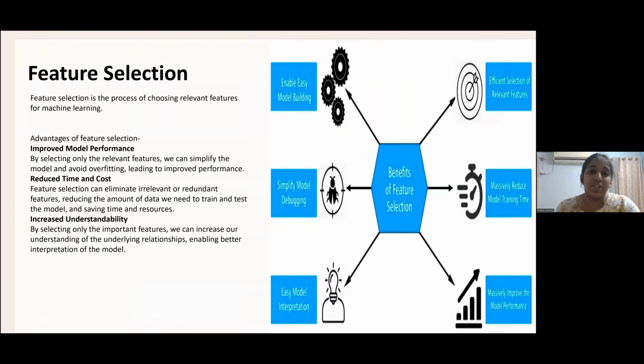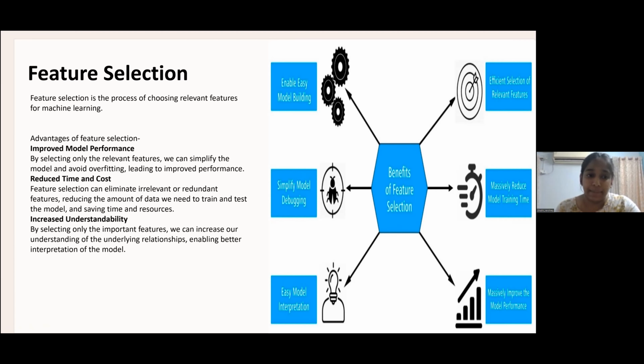Moving further to feature selection. So what is feature selection? Feature selection is the process of choosing relevant features for a machine learning predictive model. Then the question arises, what are the benefits of feature selection? The first benefit is improved model performance. By selecting only the relevant features, one can simplify the model and avoid overfitting, leading to improved performance.